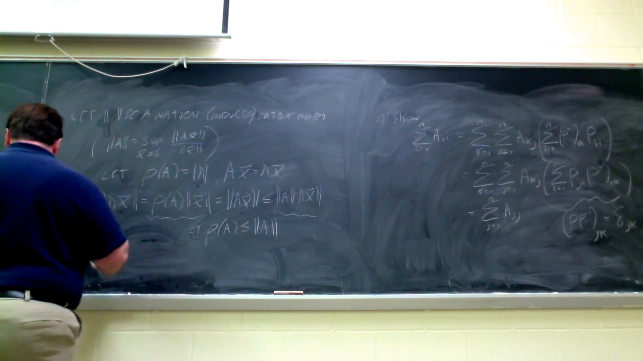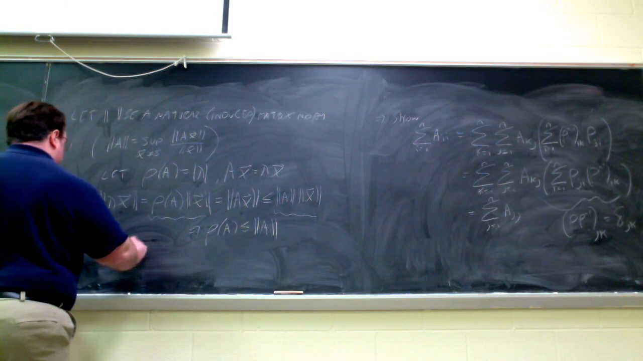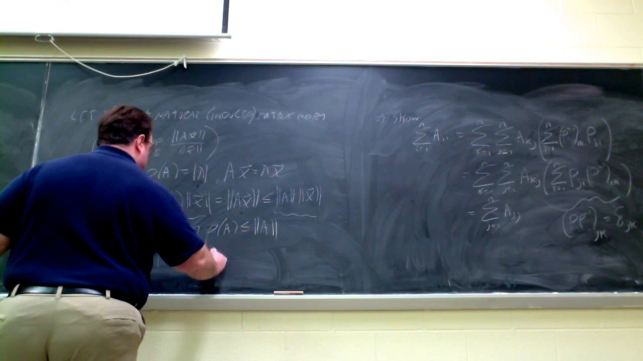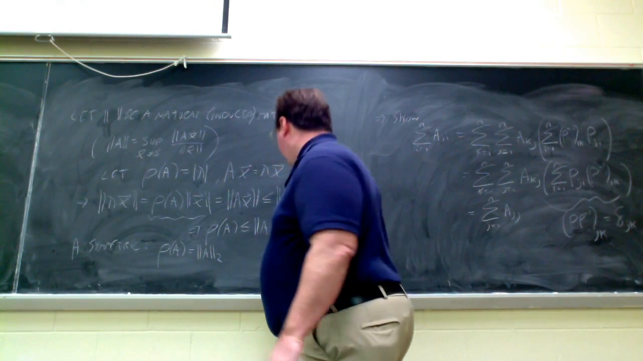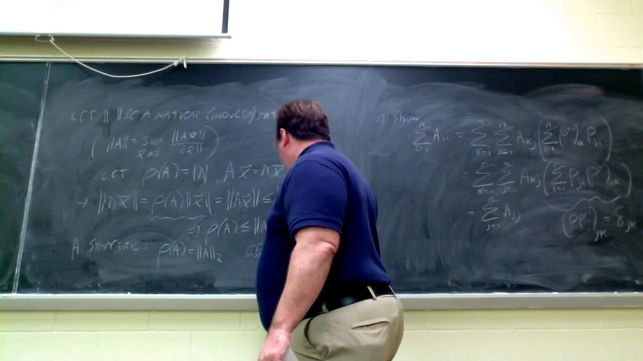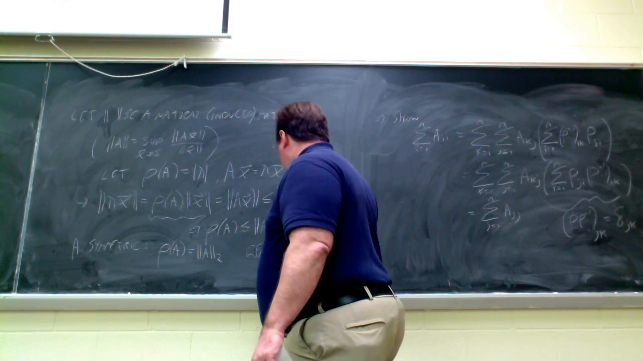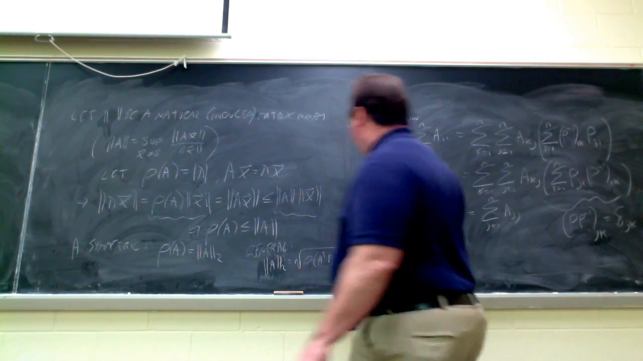But we also have, if A is symmetric, an equality: the spectral radius of A is equal to the 2 norm of A. And in the general case, I gave this equation before, I just wrote it differently. The 2 norm of A is equal to the square root of the spectral radius of A transpose A.